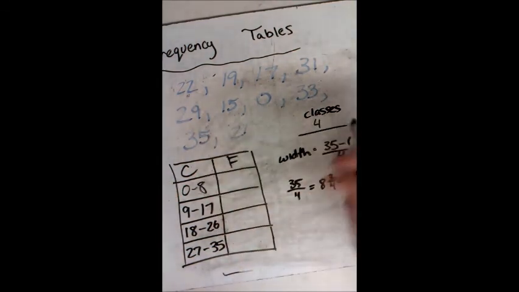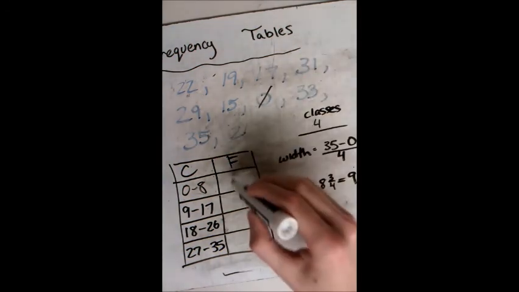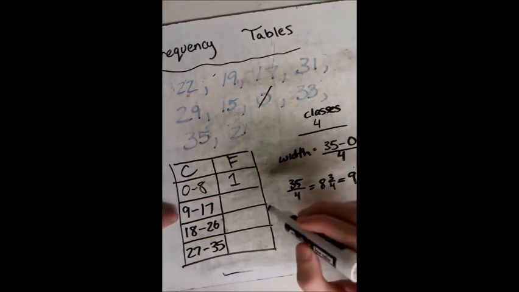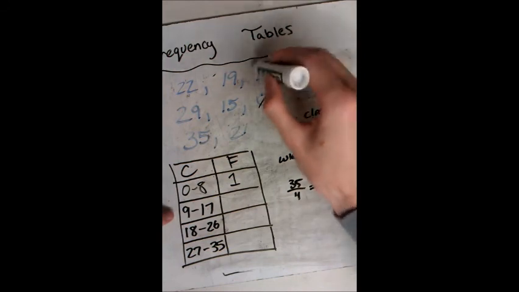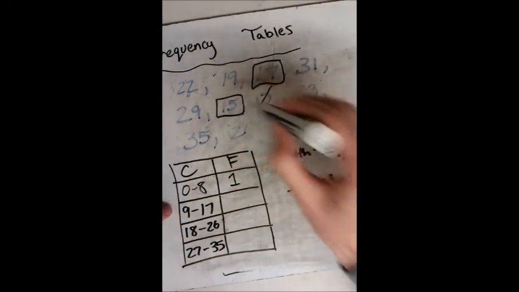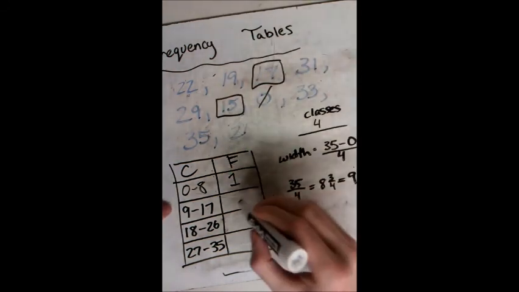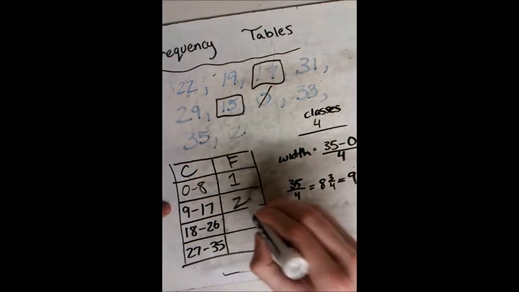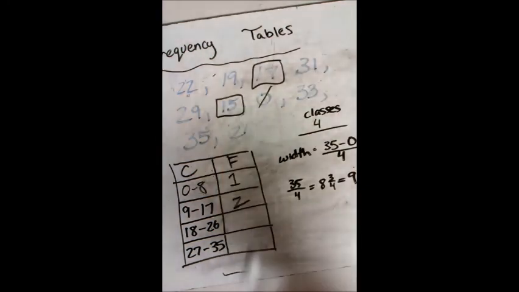So what numbers do we have between 0 and 8? Well, I've just got that 1. Numbers between 9 and 17. Now there's 1, 2, just those 2. And then 18 to 26.